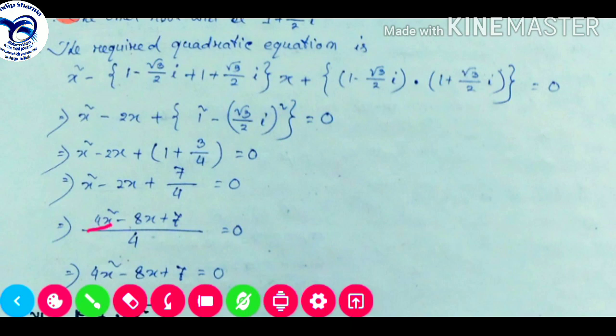So 4x, then 4 into 2, 8x, plus 7 is equal to 0. Now cross multiplication, 4 into 0 is equal to 0. So the required quadratic equation is our 4x square minus 8x plus 7 is equal to 0.